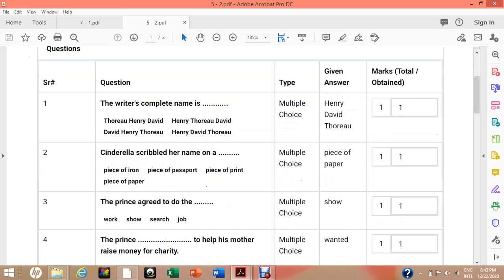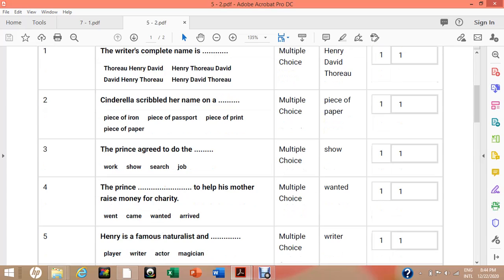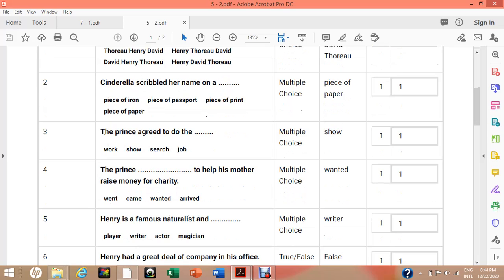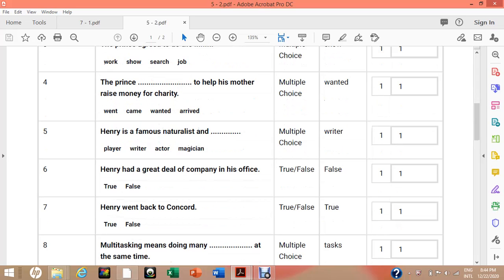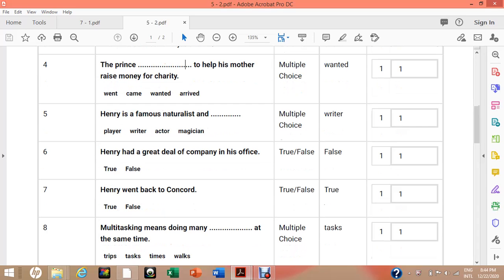Question number 2. Cinderella scribbled her name on a piece of paper. Number 3. The prince agreed to do the show. Number 4. The prince wanted to help his mother raise money for charity. Number 5. Henry is a famous naturalist and writer. Number 6. Henry had a great deal of company in his office. So it is a false sentence here. Actually, he had a great deal of company in his house or cabin.